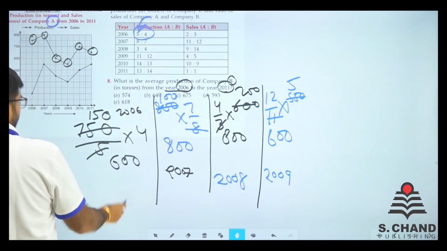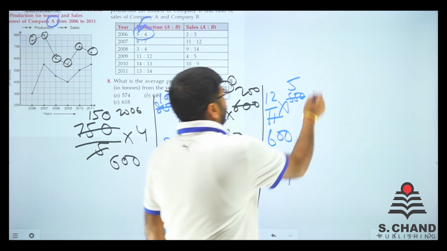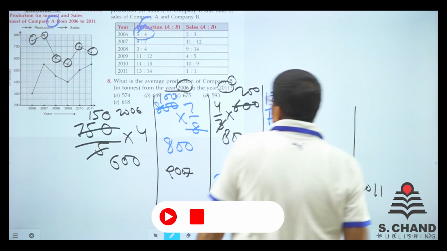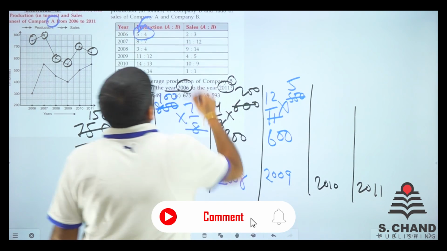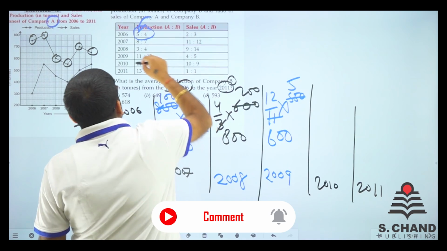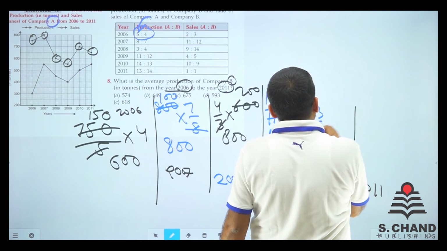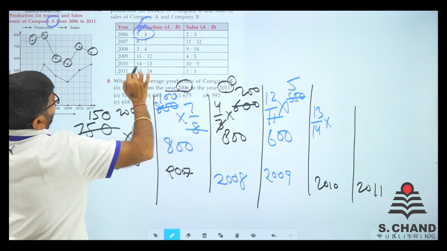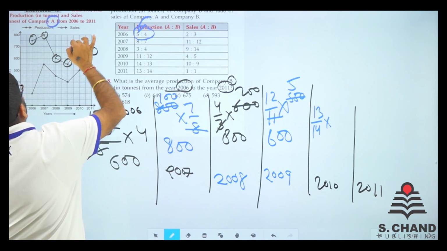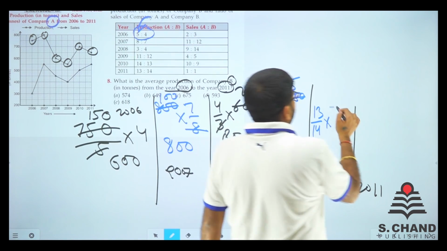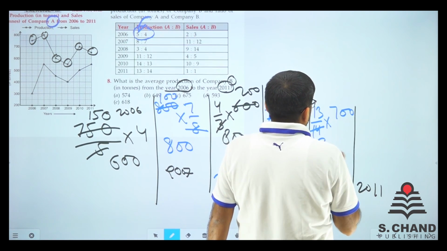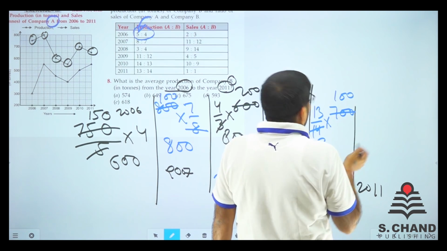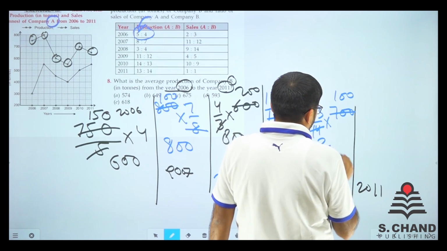So I'll move it like this. Now we have got 2010 and 2011. Now calculate 2010. So we got production. So 13 by 14. So we got 13 by 14 into the production of A in 2010. So production of 2010 A is 700. So I guess this again is easy for you. This is 2 and this is like 100. So 1300 by 2 is like 650, right?